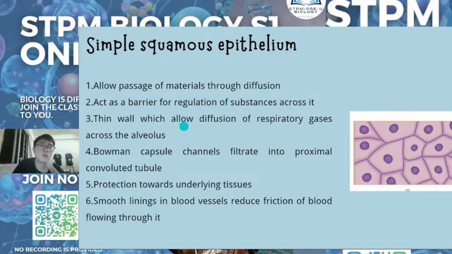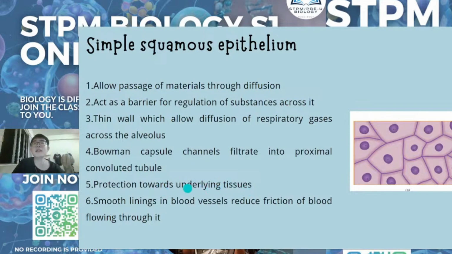Because this cell has a thin wall, the membrane is thin, so this can allow the diffusion of respiratory gas. That is why the air sac of the lung contains this tissue, because it allows the diffusion of respiratory gas. Also, the Bowman's capsule, which is one of our kidney structures, contains this tissue, and it can also act as protection toward underlying tissue.